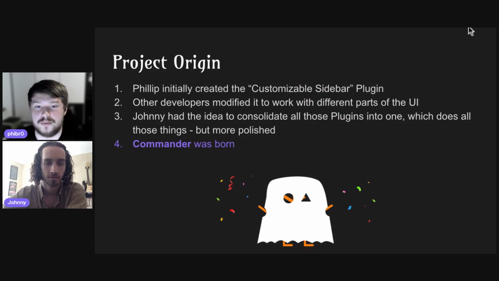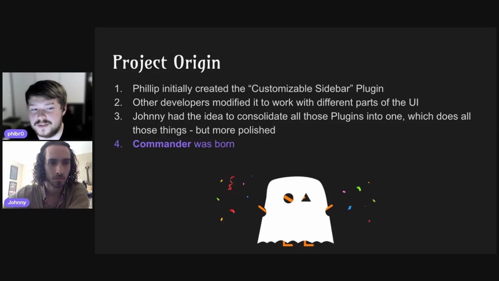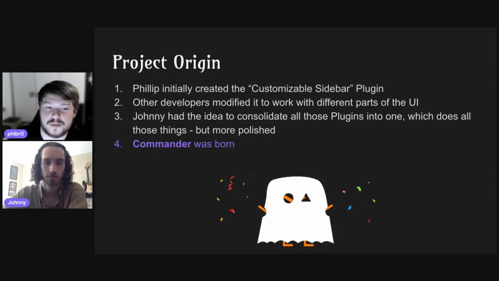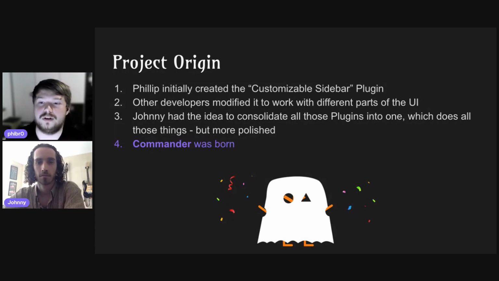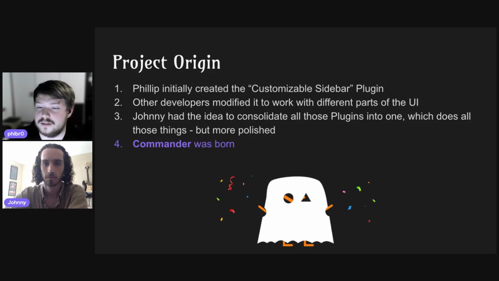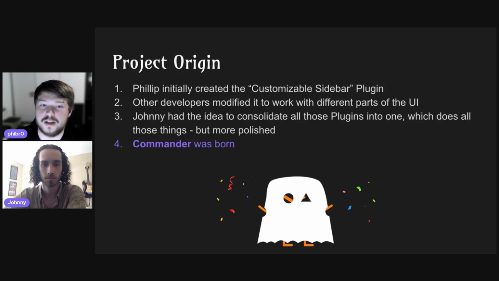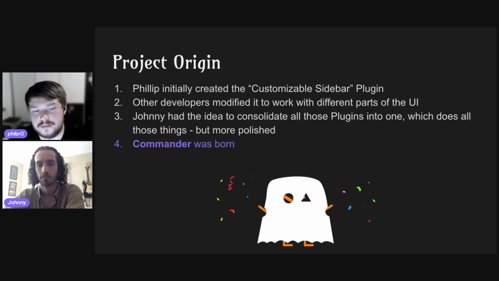Now we'll be talking about the motivation behind the project. As you probably know, Obsidian is set up to support a diverse set of use cases, and so with our plugin, we are attempting to make the UI more flexible to support these many different ways of using Obsidian. And how did it come to be? I initially created the customizable sidebar plugin, which was modified by two other developers who adapted it to work with different parts of the UI. The customizable sidebar plugin only worked for the left ribbon, and then other developers made one for the right-click menu or for the status bar and title bar, I think. And then Johnny had the idea to consolidate all those plugins into one, which does all those things, but way more polished.